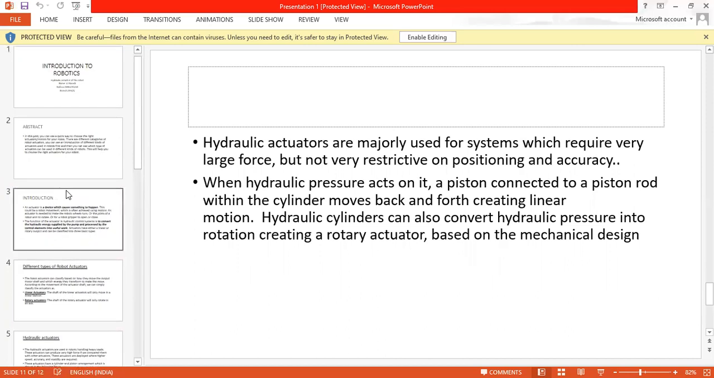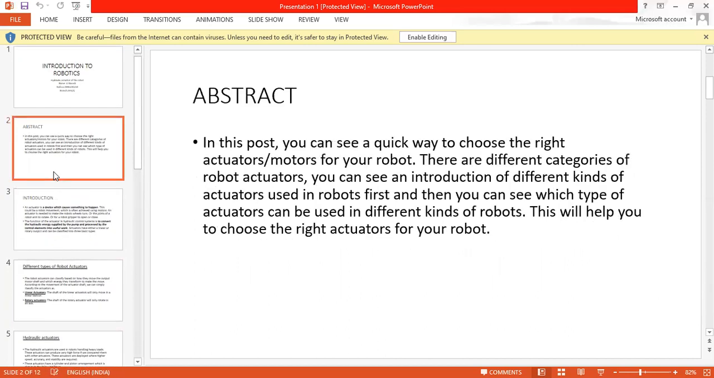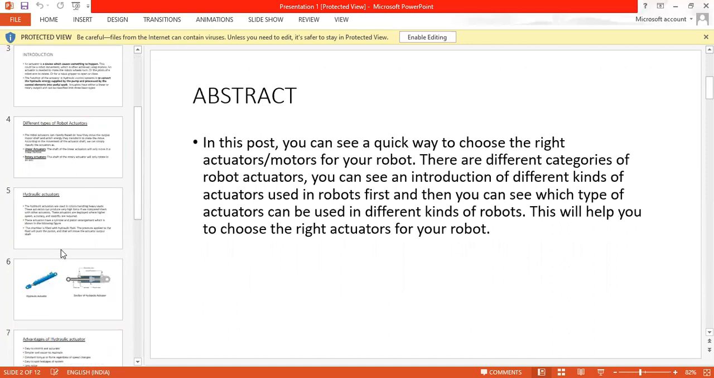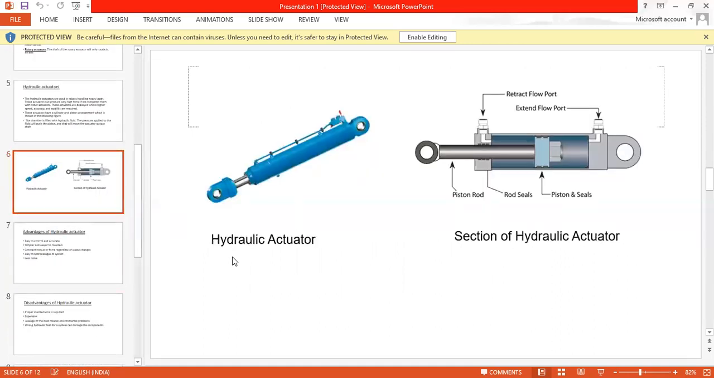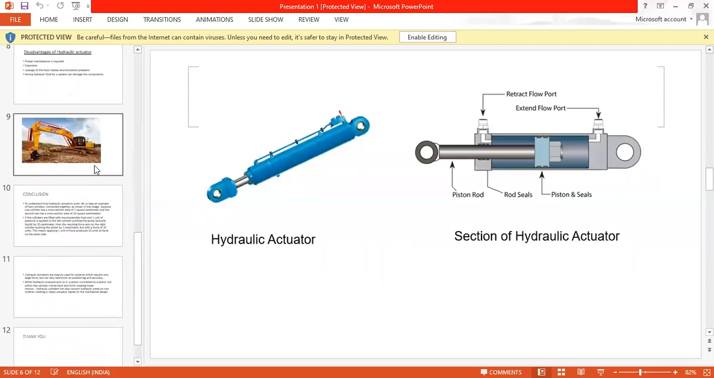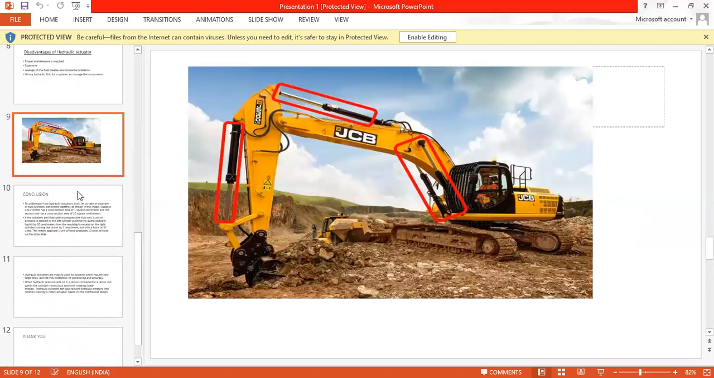That's how the hydraulic actuator works in robotics, and that's how we can see the introduction of different kinds of actuators used in the robots first, and then we can see which type of actuators can be used in different kinds of robots. This will help you to choose the actuator for your robot, and this is known as the hydraulic actuator. The section of the hydraulic actuator is present in this. This is how the JCB is to be seen.